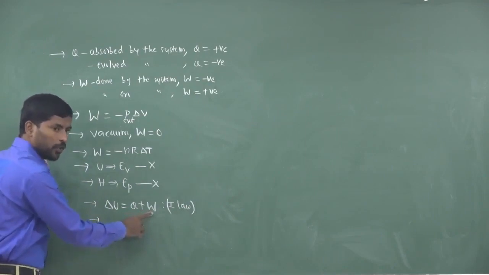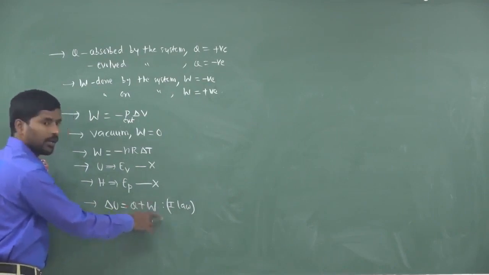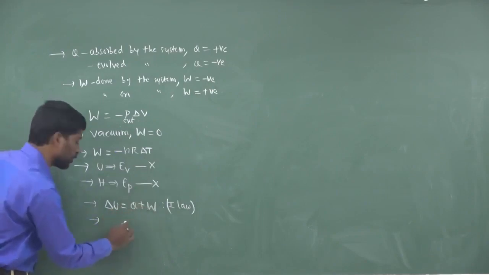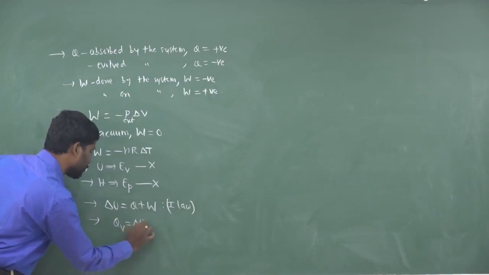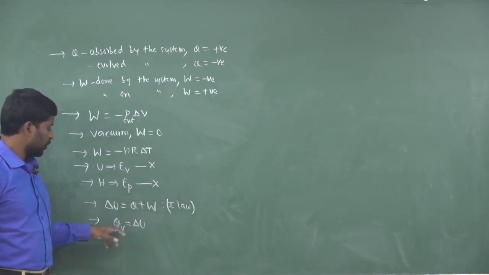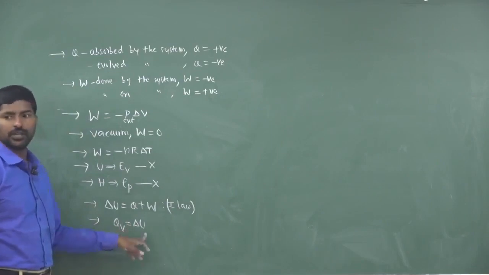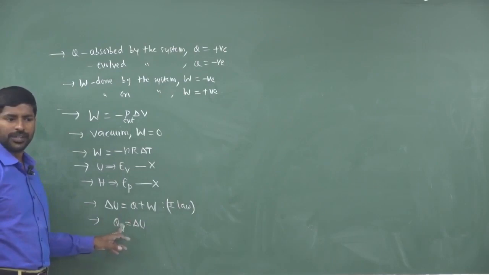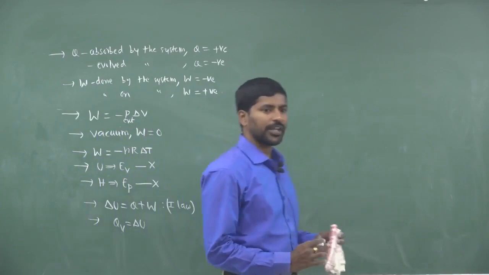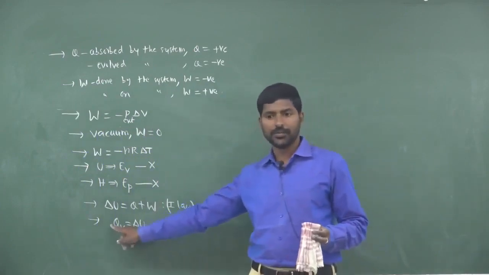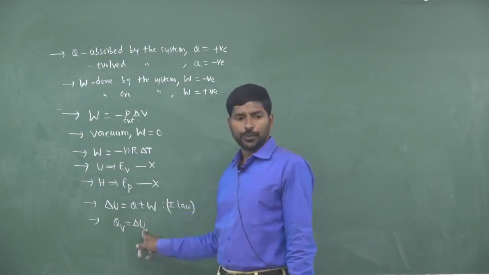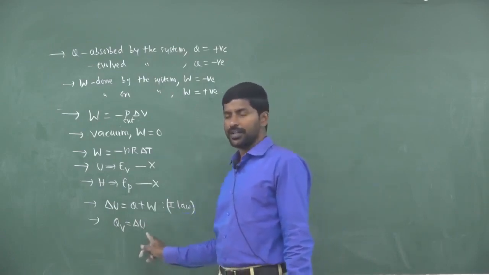If you take an isochoric process, constant volume, the work done is zero. So for an isochoric process, Q and delta U are the same. We can write Q_V is equal to delta U. The amount of heat exchanged at constant volume is called the change in internal energy, or it is also called the heat of reaction at constant volume. For an endothermic reaction it is positive and for an exothermic reaction it is negative.